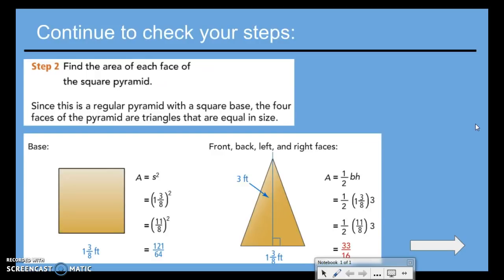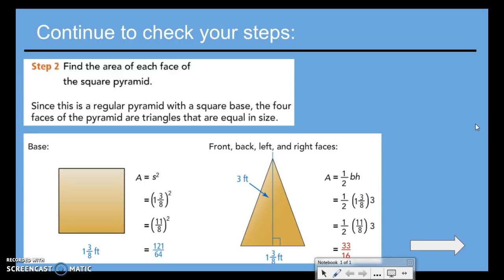Step 2, find the area of each face of the square pyramid. Since it's a regular pyramid with a square base, the 4 faces of the pyramid are triangles that are equal in size. Right, so since our base is a regular square, all of our lateral faces are going to be the same size.